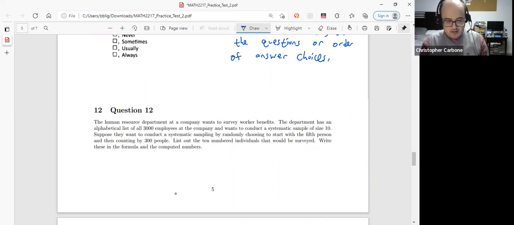So the general gist of this are the numbers P plus K, P plus 2K, P plus 3K, P plus 4K, P plus 5K, P plus 6K, P plus 7K, P plus 8K, and P plus 9K.